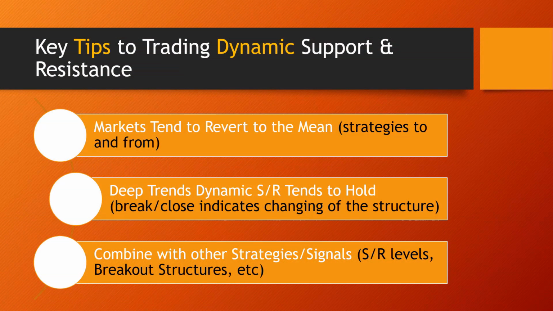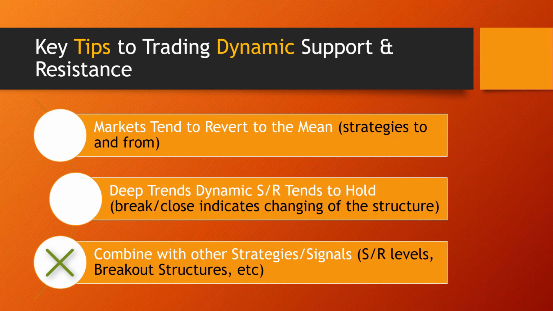The third point that I'd like to talk about here is that when we're using dynamic support and resistance, in this case the 20 MA, we want to combine it with other strategies and other signals. We never want to use this in isolation. I am always combining my dynamic support and resistance with price action. And there are some tips and some basic things that you can combine it with that you can start practicing on your own to enhance or amplify any particular trading signal.